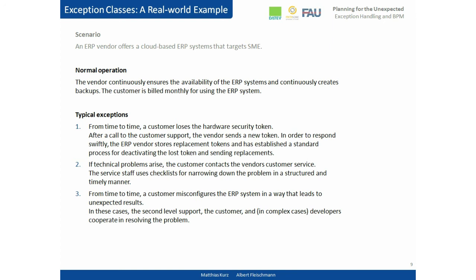Now let's have a look at how these exception classes match the example scenario given a few minutes ago. The normal operation is something we suggest to call the happy path, the normal flow of execution. The happy path is not an exception, it's just the normal process. The case where the customer loses the hardware security token is a routine exception, because the handling of the exception is predefined, and the exception is obviously predicted.